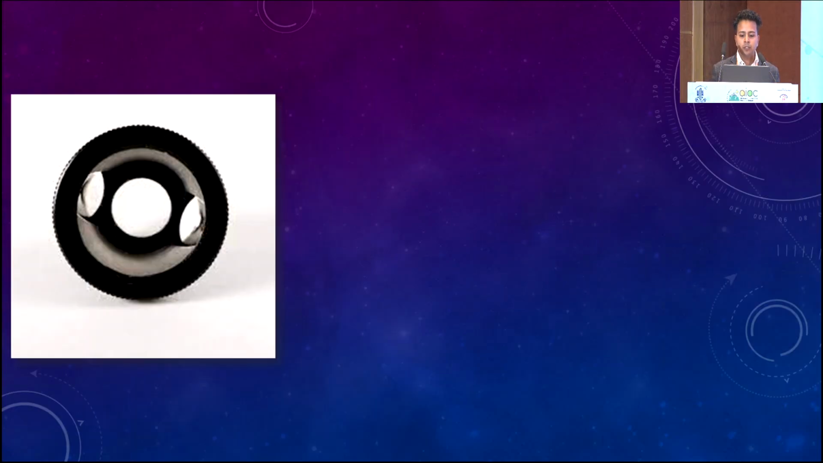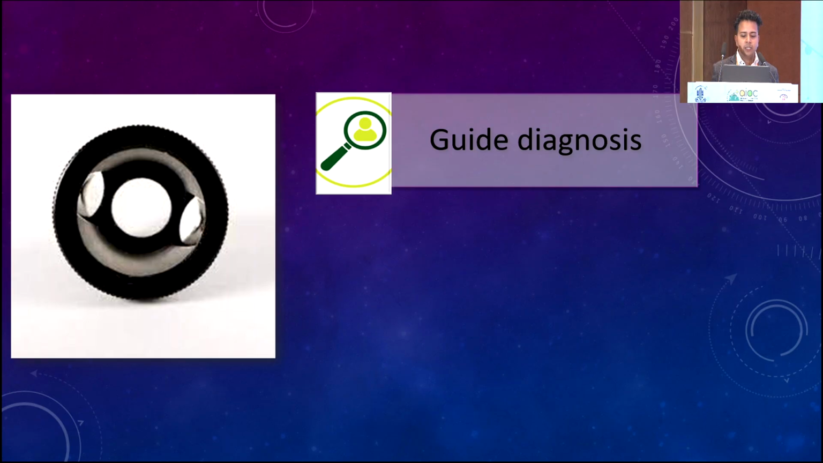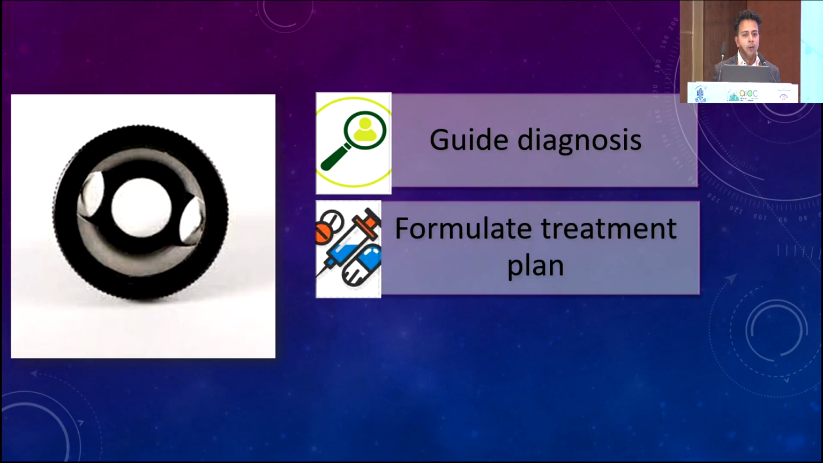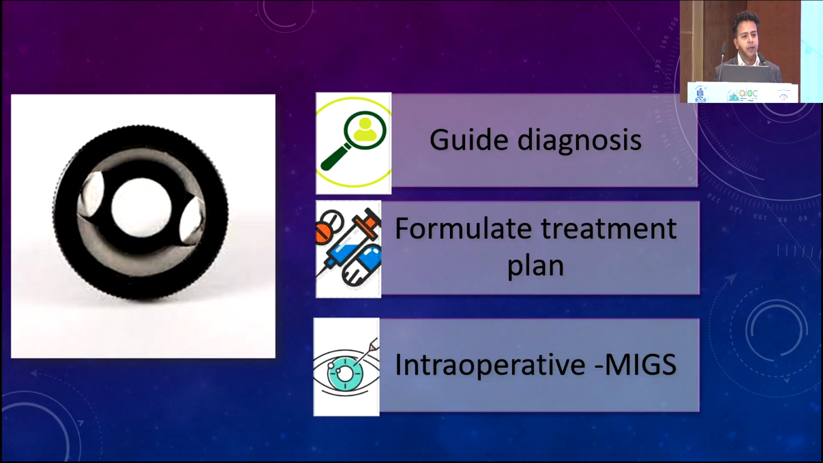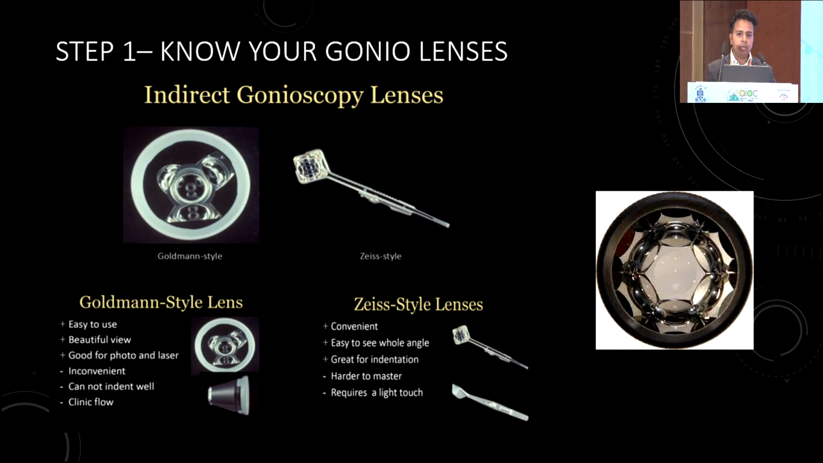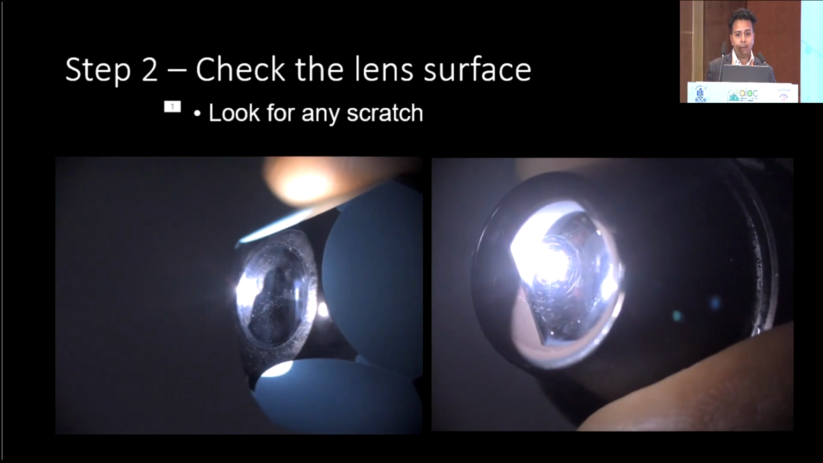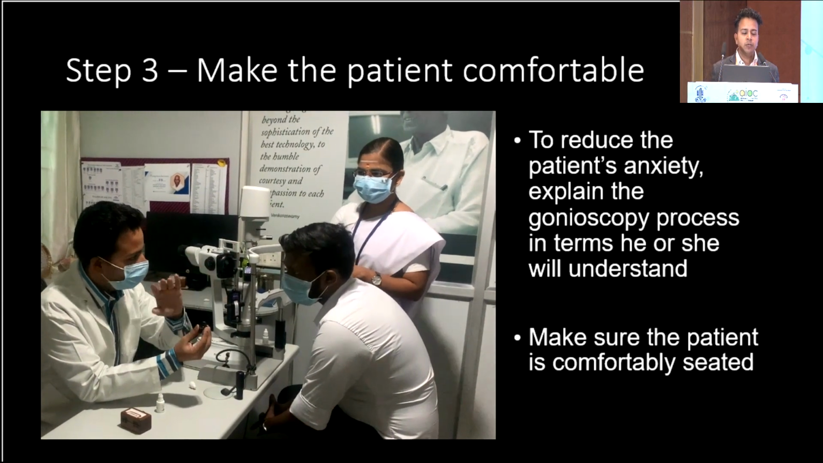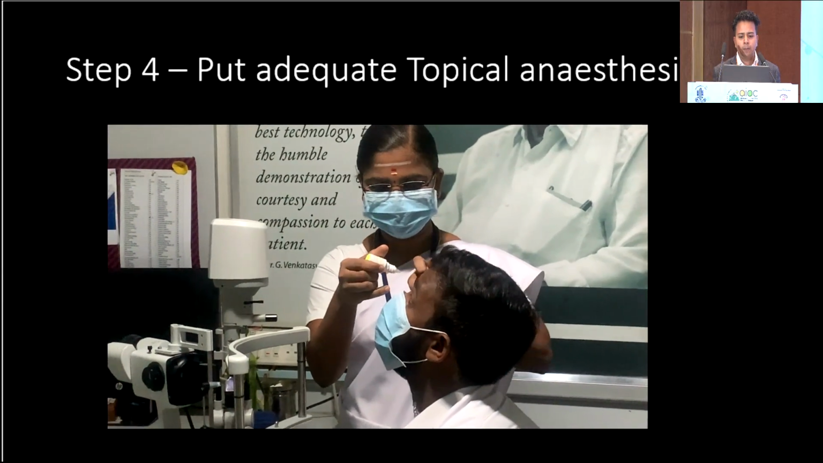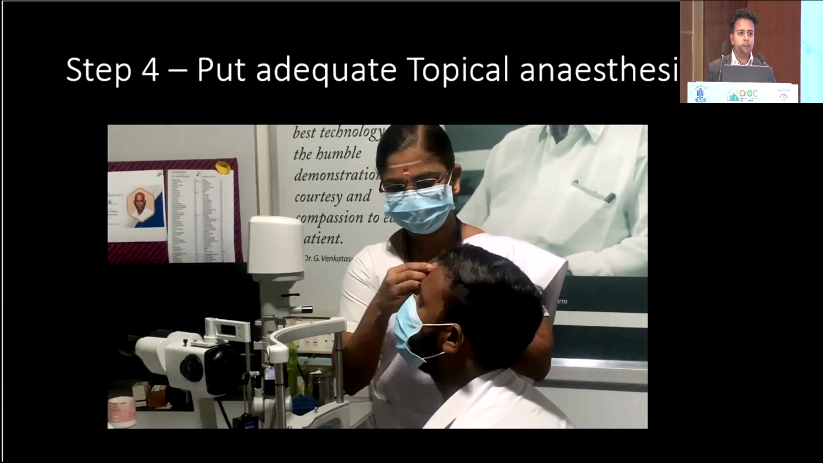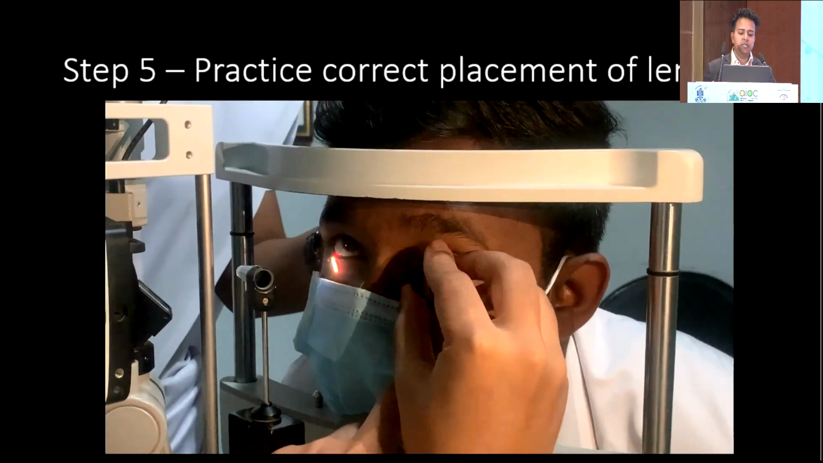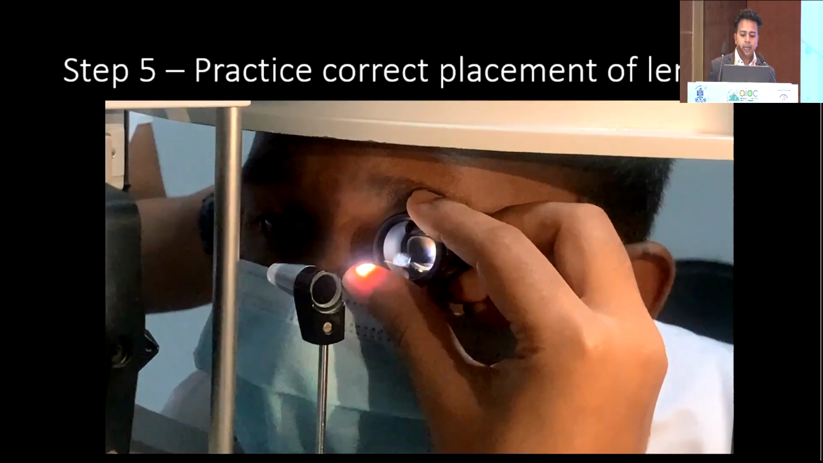Then coming on to gonioscopy, it is very essential for diagnosis, for formulating a treatment plan, and for planning ahead for intraoperative decisions. So you should know the gonio lens which you're using and what you're going to see, whether you're using a Goldmann or Zeiss four-mirror, and the importance, benefits and case selection for it. Check the surface of the gonio lens every day, I must say. Explain the procedure to the patient, make him comfortable, put adequate topical anesthesia, practice correct placement of the lens, ask the patient to look up, gently place the lens, and go ahead.